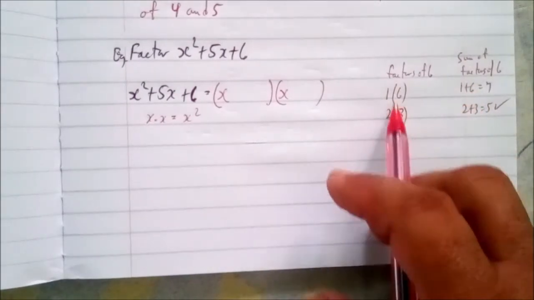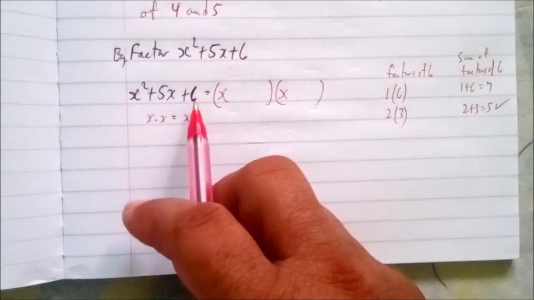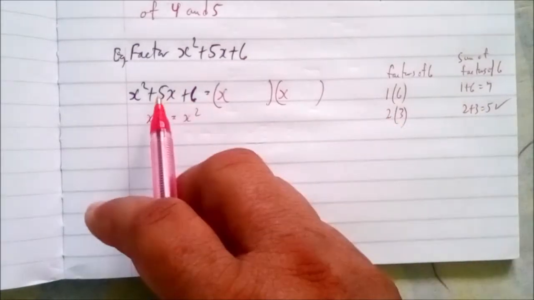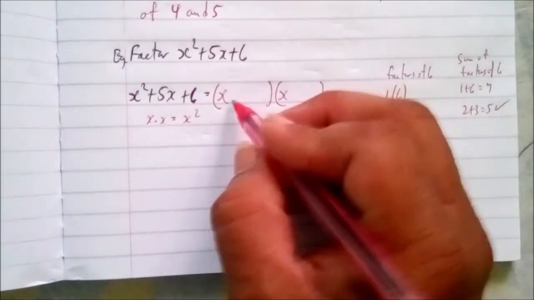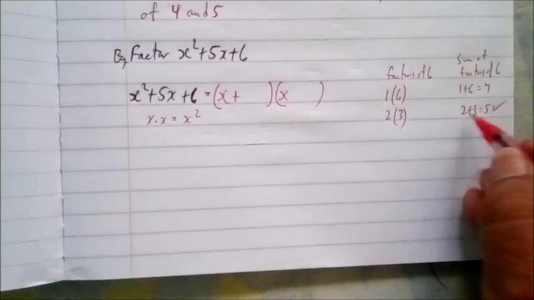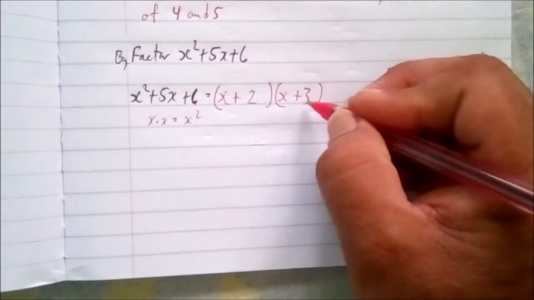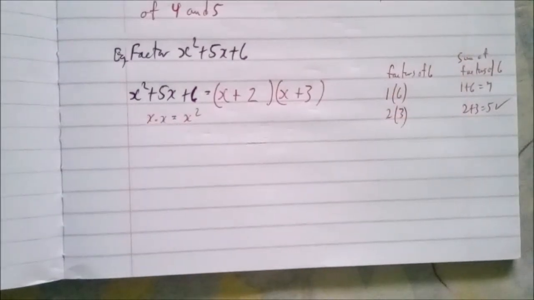Okay? So this is to find which two numbers when multiplied will give us this last term, and when you add those two numbers, you will get the middle term, the middle coefficient. Therefore, we can say that the second part will now be x plus 2 and x plus 3. Or you could go 3 here and 2 here. It doesn't make any difference. You will get back the same answer.